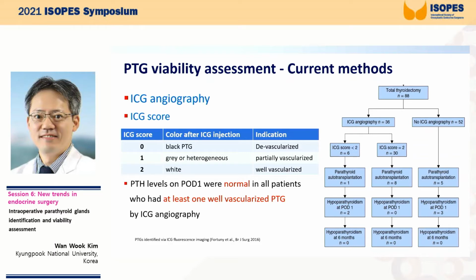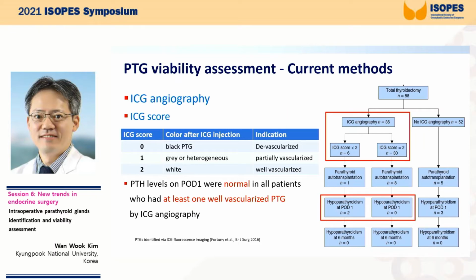36 patients underwent ICG angiography during thyroidectomy. At least one well-vascularized parathyroid gland was demonstrated by ICG angiography in 30 patients. All 30 patients had PTH and calcium levels in a normal range postoperatively. 2 of 6 patients in whom no vascularized parathyroid gland could be demonstrated developed transient hypoparathyroidism. None of the 36 patients presented symptomatic hypocalcemia.